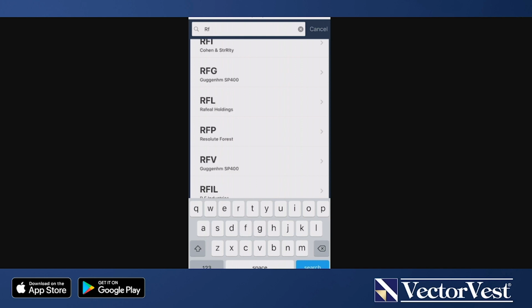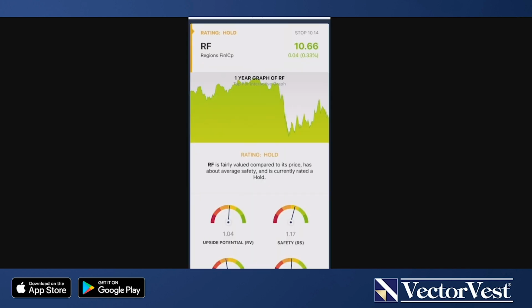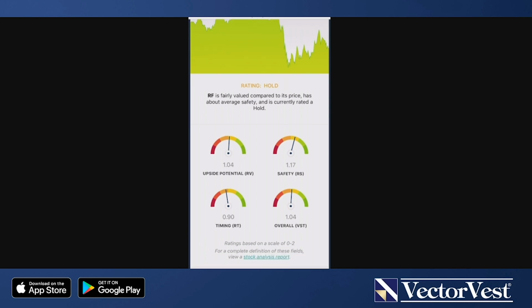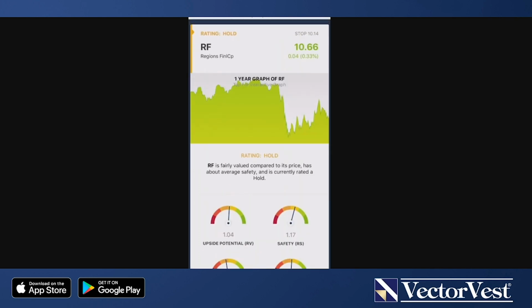All right, RF. There we go. Regions Financial. So Regions Financial, you have about average long-term potential. Pretty consistent fundamentals though, less risk associated with it. However, right now the stock is in a slight decline on a short-term basis. Therefore, the stock is average. It's not spectacular. It's not great.